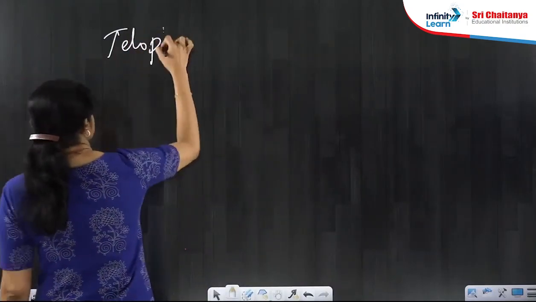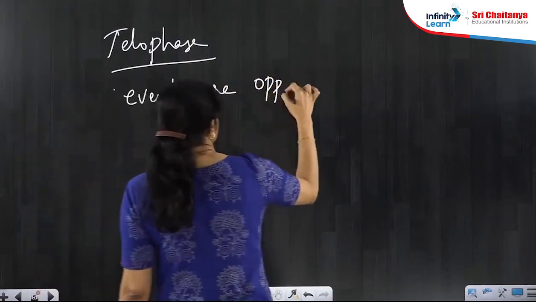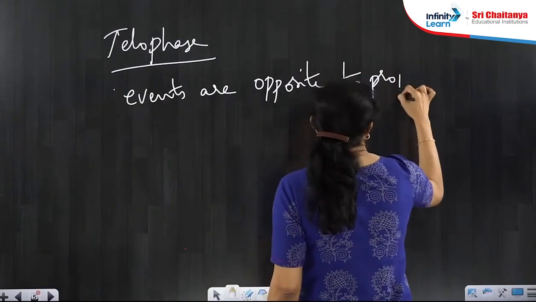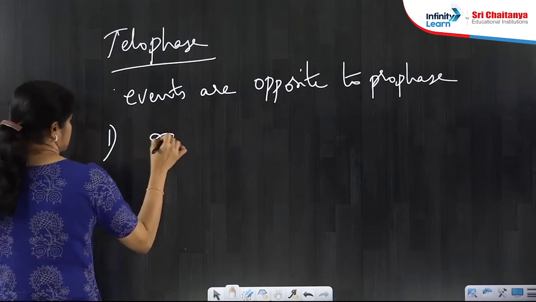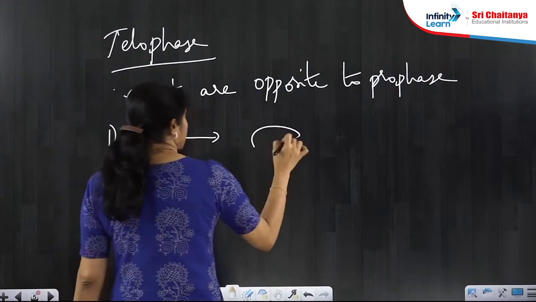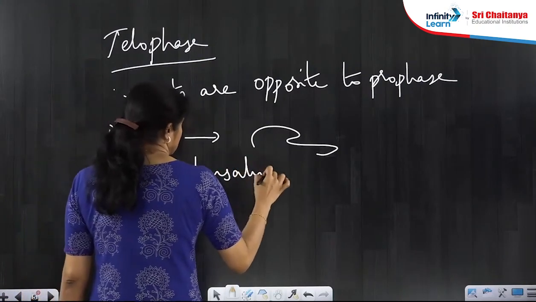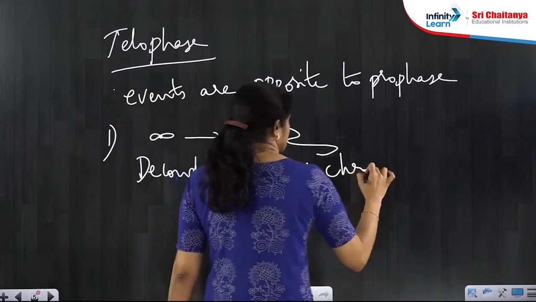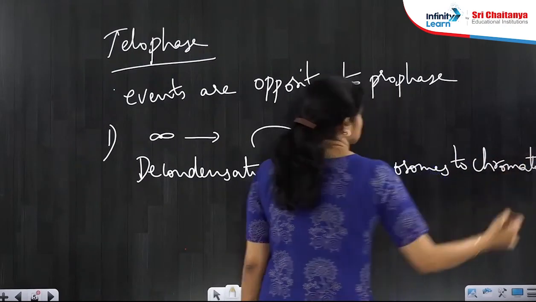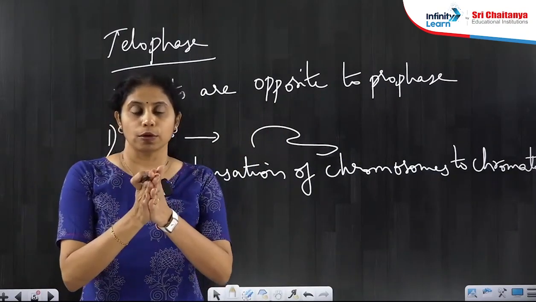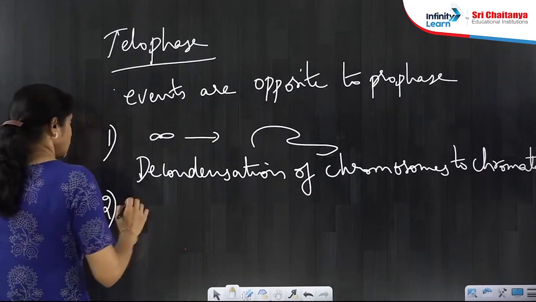In the telophase, events are opposite to prophase. The first one: the single chromatid chromosomes that have come towards the ends will become chromatin like this. This is called decondensation of chromosomes to chromatin. That is the first event. So the short rod-shaped daughter chromosomes will be enlarging their size because of the decondensation process to become the chromatin. Next one, nuclear envelope.